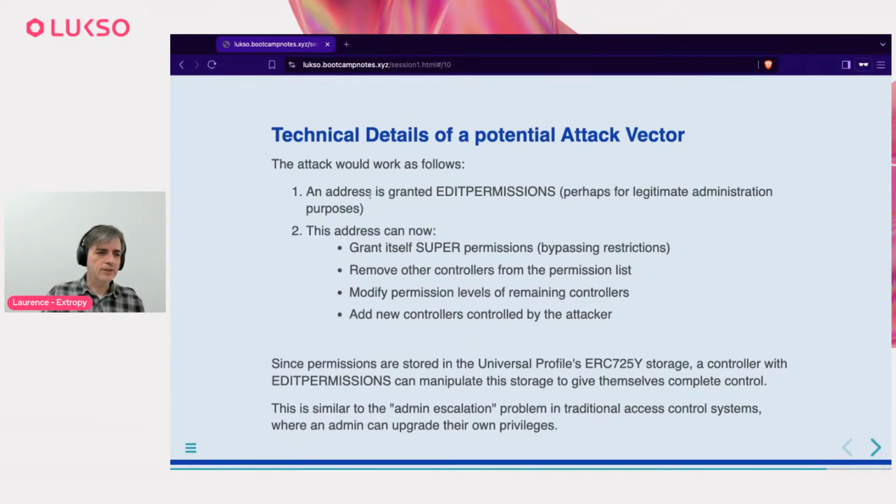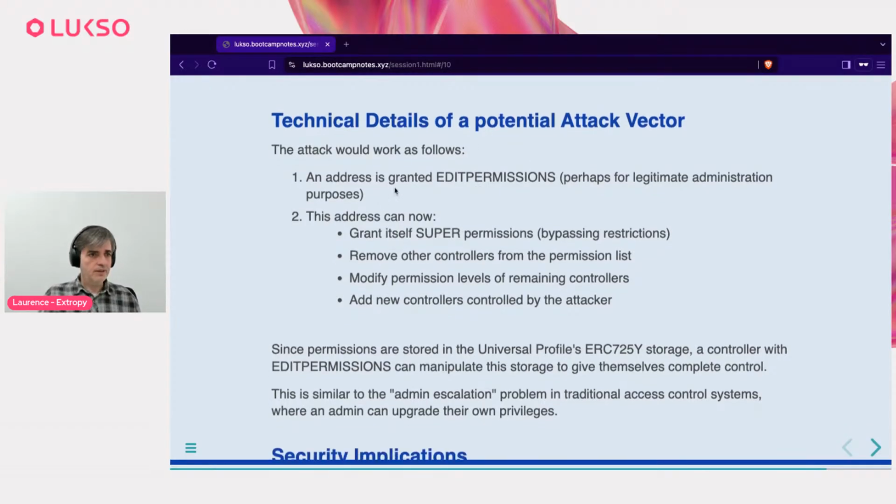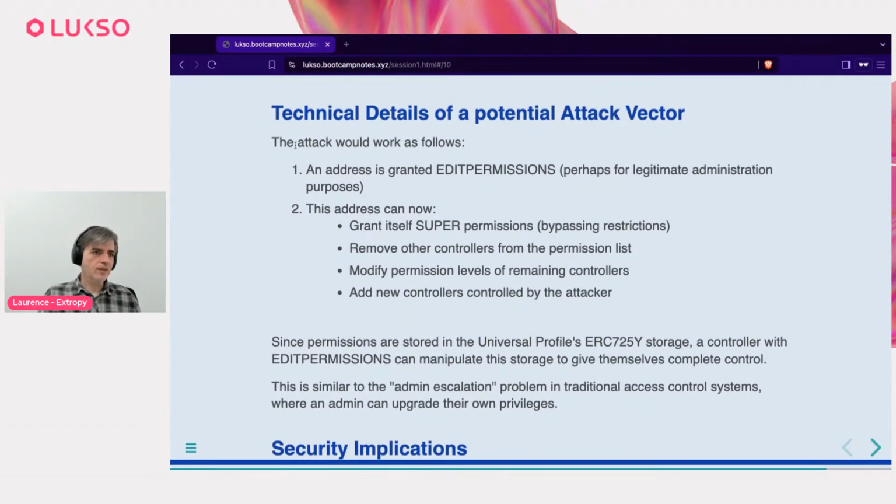If you're thinking about how this could potentially happen, I've got an example here. Imagine that you had some administrative reason for giving an address edit permission. As soon as you do that, it would be able to bypass restrictions, remove other controllers, etc., as we've just seen. So as soon as you grant this permission to any address, you're at this risk. So particularly be careful about this.